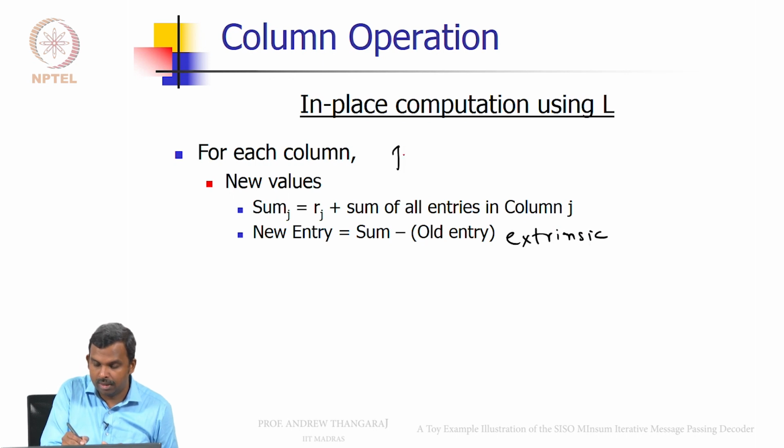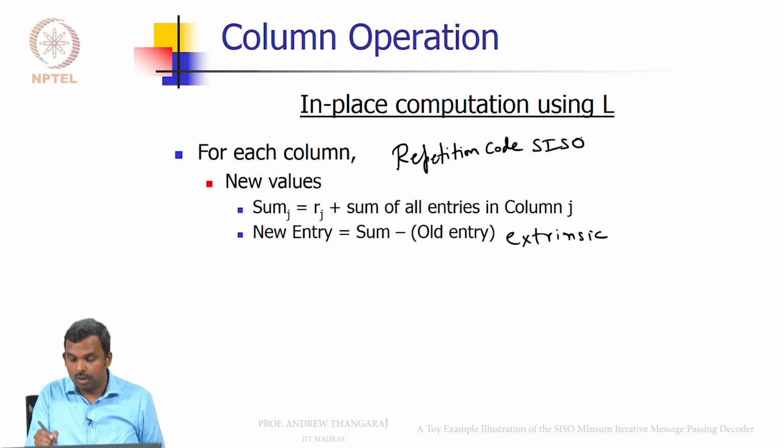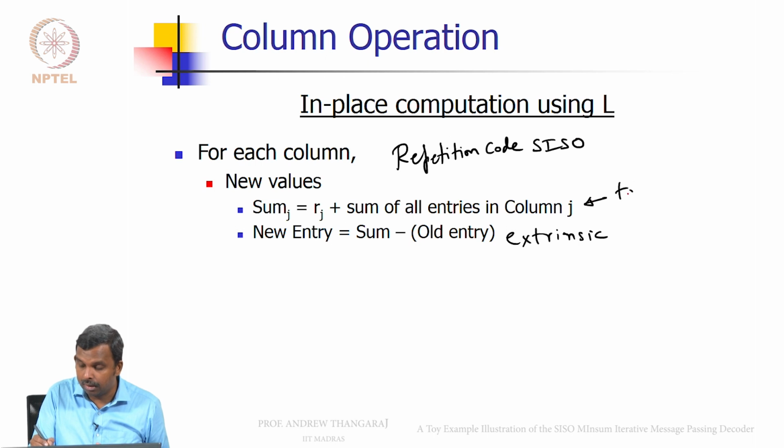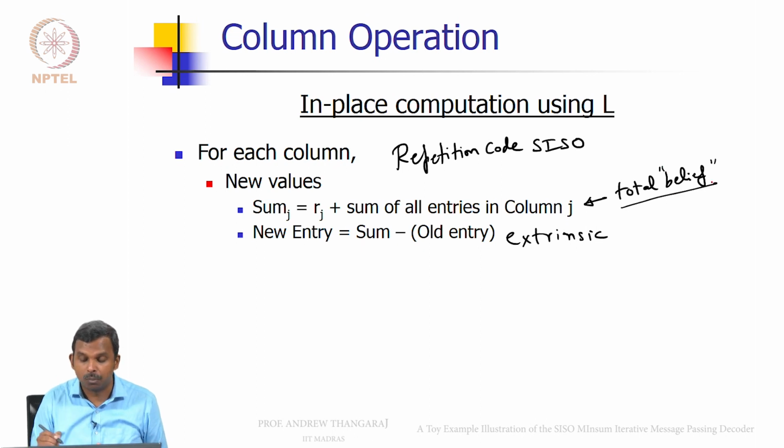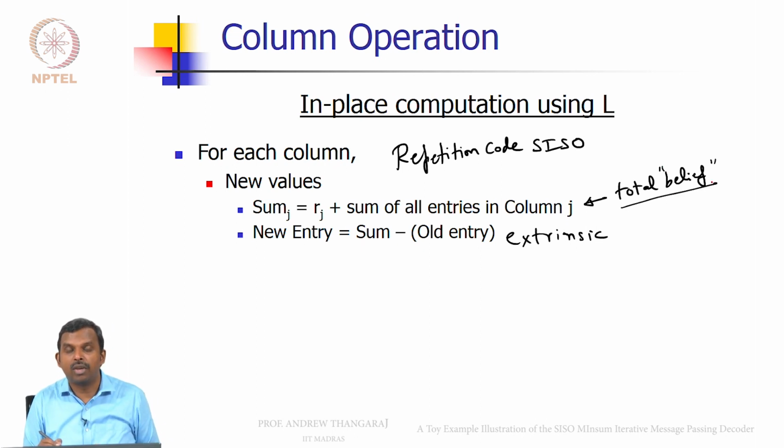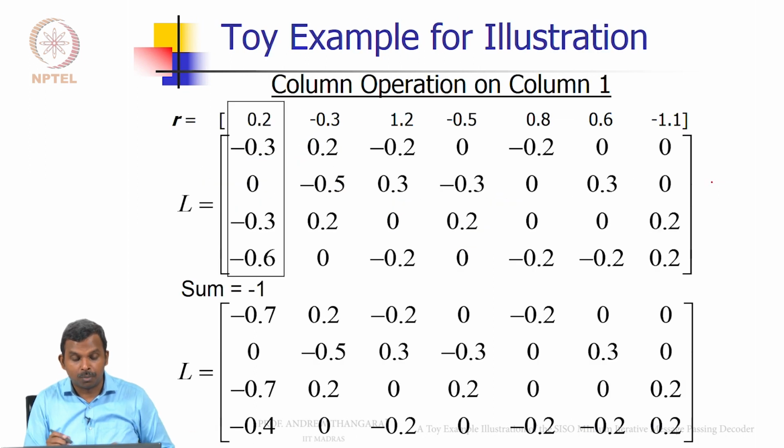Once again what is this? This is repetition code SISO decoding. So, this is actually the total belief or LLR. I will call it belief. So, that is a better word here. So, this is the total belief, any decision you make will be based on the total belief at a particular iteration. So, let me once again illustrate how this happens.